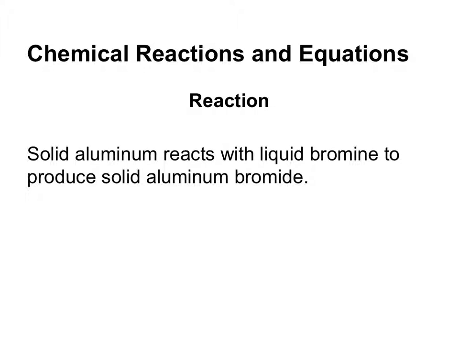Okay, so here's a reaction. There's a description of a reaction. Solid aluminum reacts with liquid bromine to produce solid aluminum bromide. That tells you what's happening in this reaction. We're going to take this sentence and translate it through a couple of steps into a balanced chemical equation that you would write in a lab report or something like that. And this sentence is going to be how we read every single equation that we do after this. When we get to the end, you would read the end balanced equation exactly the same way you would read this sentence. And I'll show you what I mean in a second.